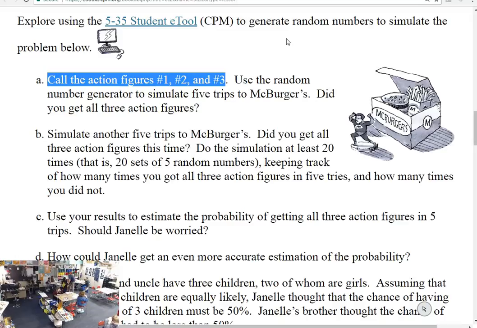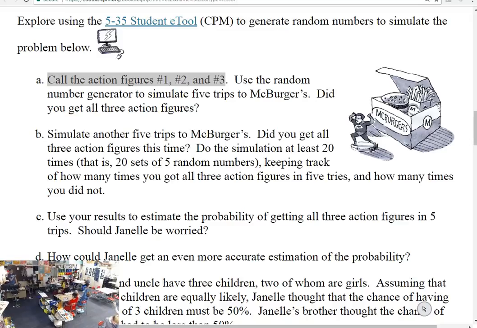Now, on your trials, did they get all 3 action figures? Why or why not? Explain how you know based off your tech. Your hand was up, or you brought it down? No? Okay. Izzy?